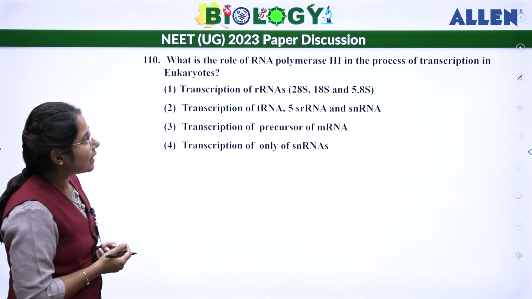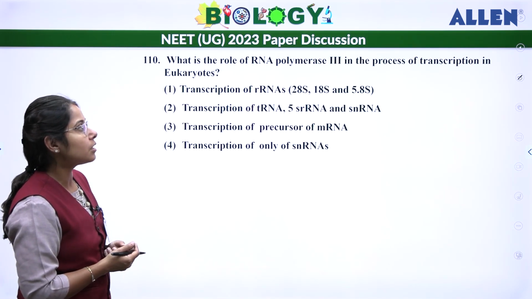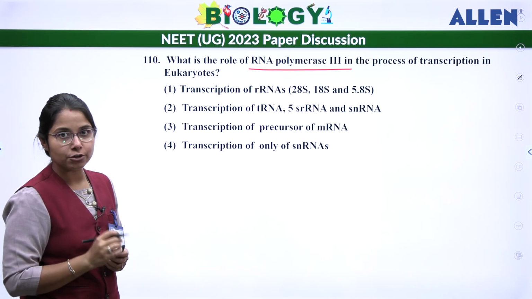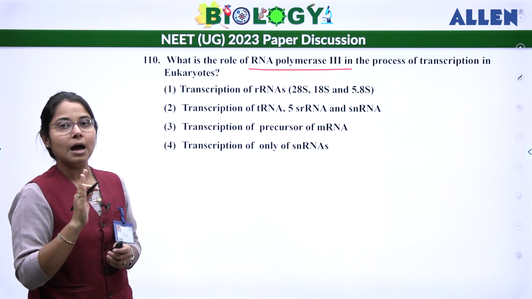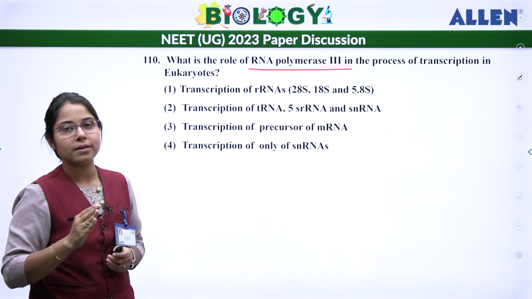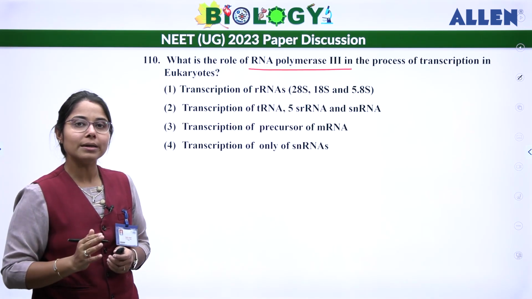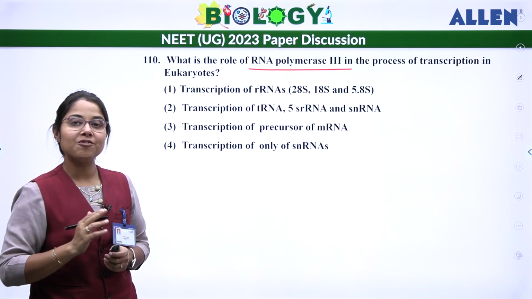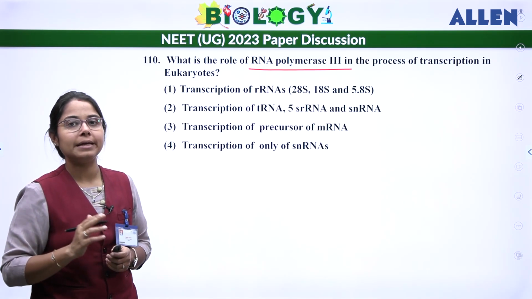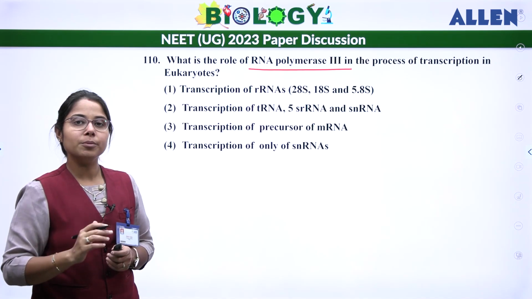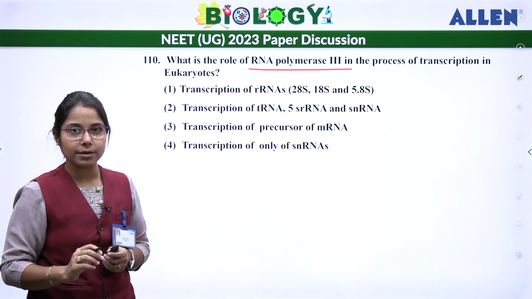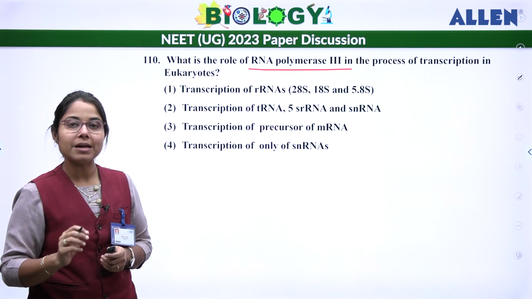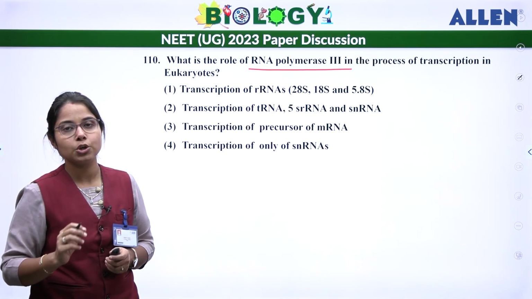What is the role of RNA polymerase 3 in the process of transcription? So they are talking about RNA polymerase 3 in the process of transcription in eukaryotes. Now you know in eukaryotes 3 RNA polymerases are there: RNA polymerase 1, RNA polymerase 2 and RNA polymerase 3. RNA polymerase 1 is responsible for the synthesis of 28S rRNA, 5.8S rRNA as well as 18S rRNA. RNA polymerase 2 is responsible for the formation of mRNA and RNA polymerase 3 is responsible for the formation of tRNA, 5S RNA and snRNA, small nuclear RNA.